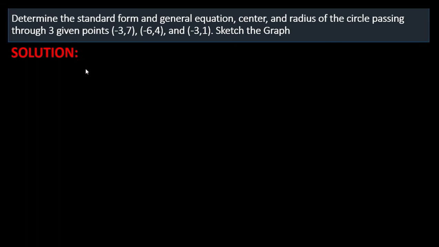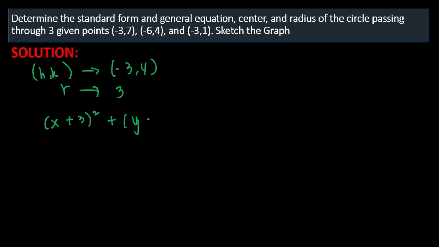So, dahil meron tayong HK and radius, pwede na natin ngayon makuha yung ating standard form. So, since yung ating HK is negative 3, 4 at yung ating radius 3, we will have x plus 3 square plus y minus 4 square is equal to 9. So, ito yung ating standard form.